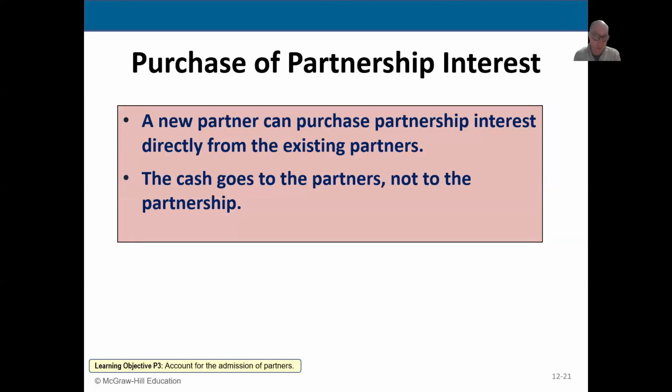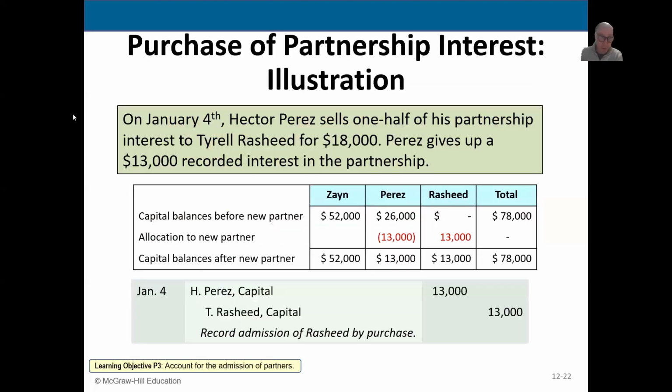A partner can either buy shares directly from one of the existing partners, or they can invest cash into the business. So let's look at it from both examples. Here we have an example. New partner. Tyrell decided to join the business. So now we have 3 partners. We got Hector, we got Kayla, so now we have Tyrell.